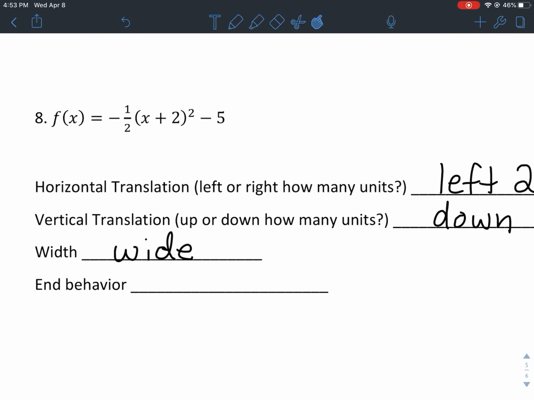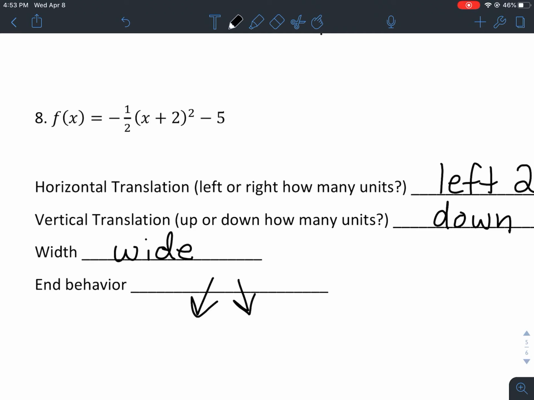And then last part here, end behavior. Since the first thing we look at is our a value, if the a value is negative, it goes down to the right. And then since the degree is even, it's going to go in the same direction. It's also going to go down to the left.